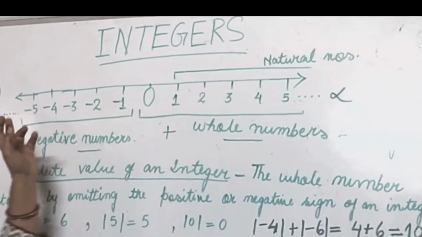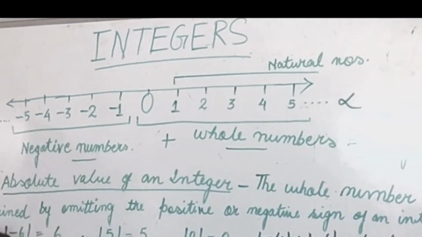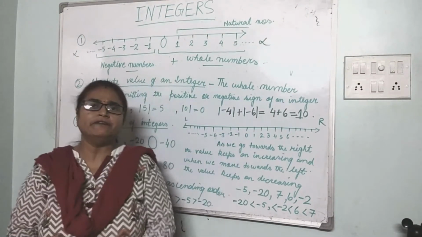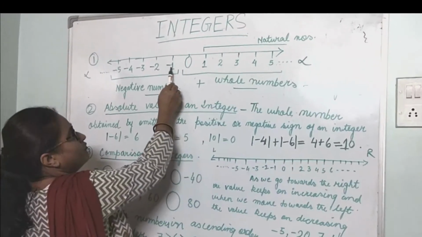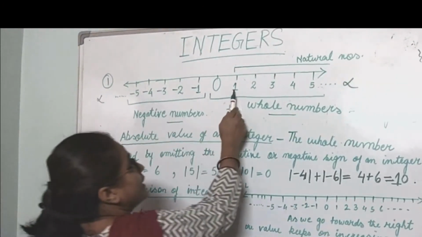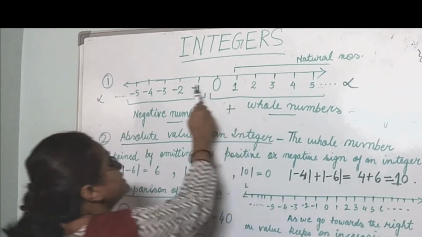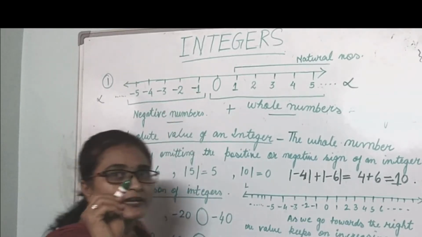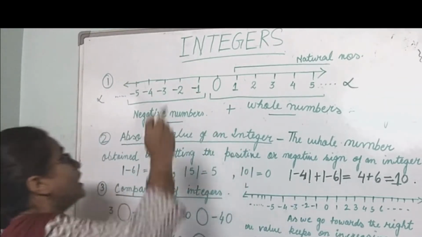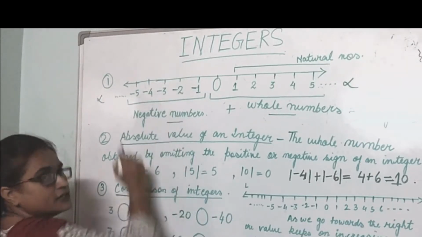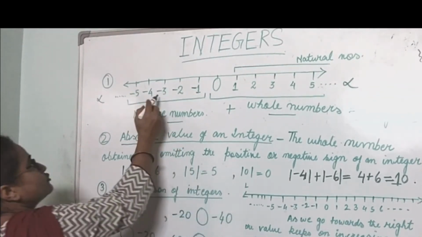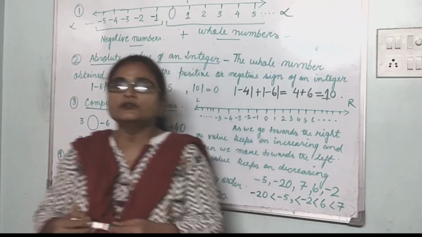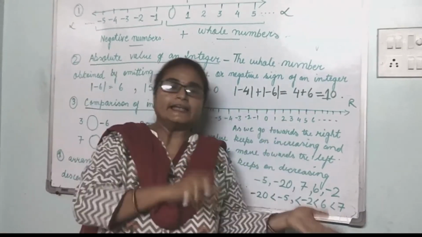Now here comes the set of negative numbers: numbers that have a negative sign in front of them. If I see 1, this is positive 1 and this is negative 1. So how are negative numbers shown? By showing a negative sign in front. If I consider 2, it is minus 2. Minus 2 is a negative number. Minus 3, minus 4, minus 5. Whenever a negative sign is included, it is known as a negative number.